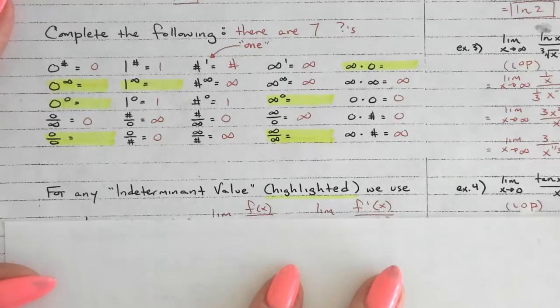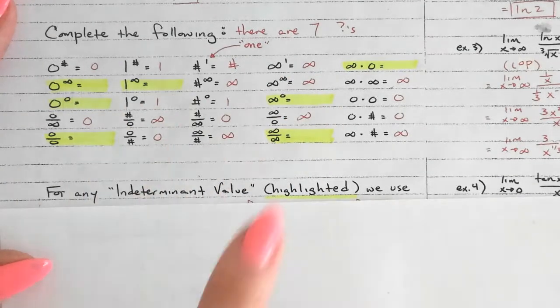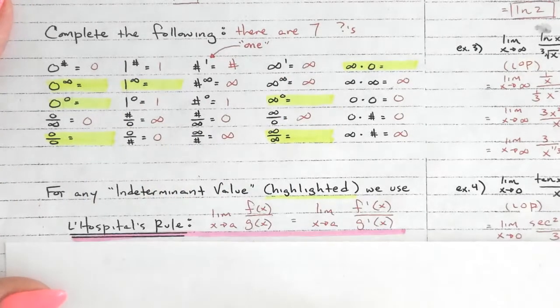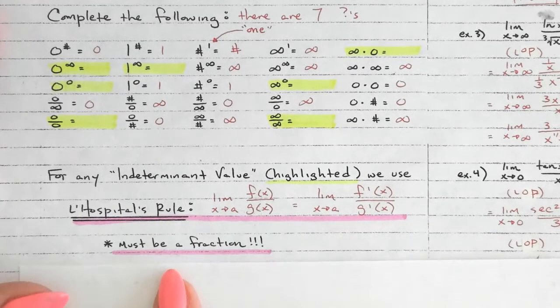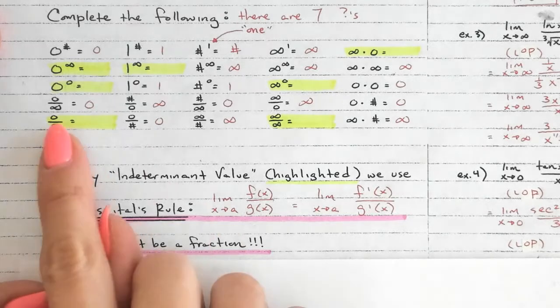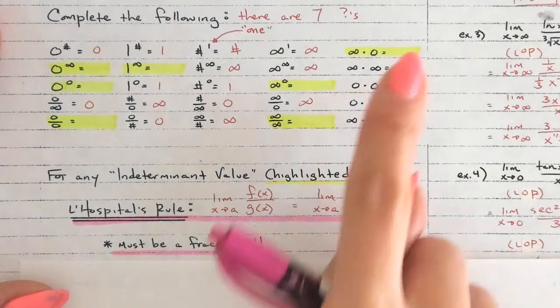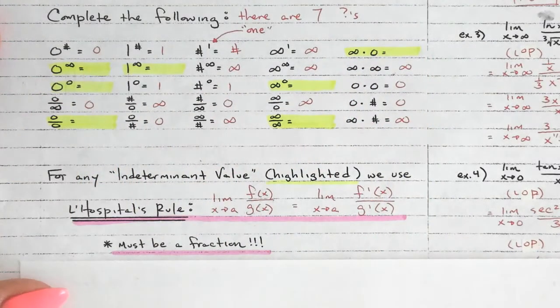So for any indeterminate value, which is highlighted, all 7 of those, we should be able to use L'Hopital's rule. L'Hopital's rule only works for fractions. So it works for this, it works for this. If it's in another form, we can make it into a fraction. We can make it into something over something, and we'll deal with that later. In our homework, we'll have some of those.